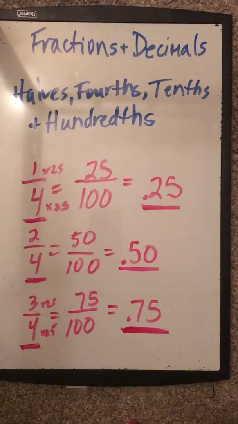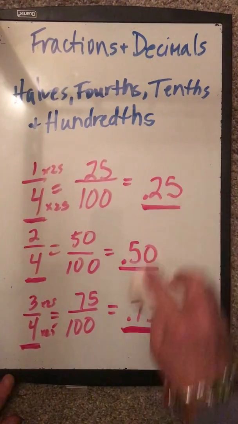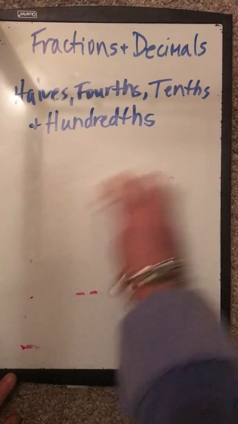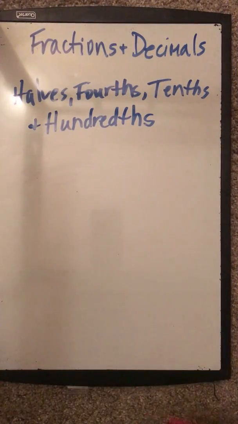So halves and fourths are pretty self-explanatory. They're ones that you already know about. Just needed a quick refresher on those. Okay, and tenths and hundredths, we can do those real quick too.